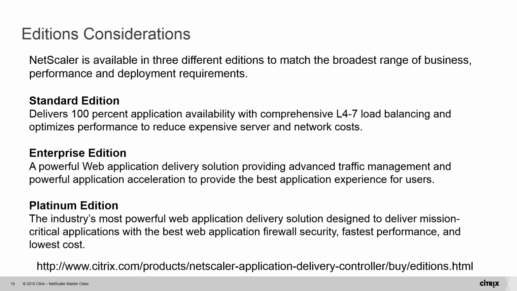So there may be an instance, for example, that I want to leverage a comprehensive layer 4 through 7 load balancing environment, which gives me standard edition, but I also want the ability to leverage global server load balancing. So what I can do is buy an option pack that just enables global server load balancing on my standard edition. It is vitally important to have that flexibility.